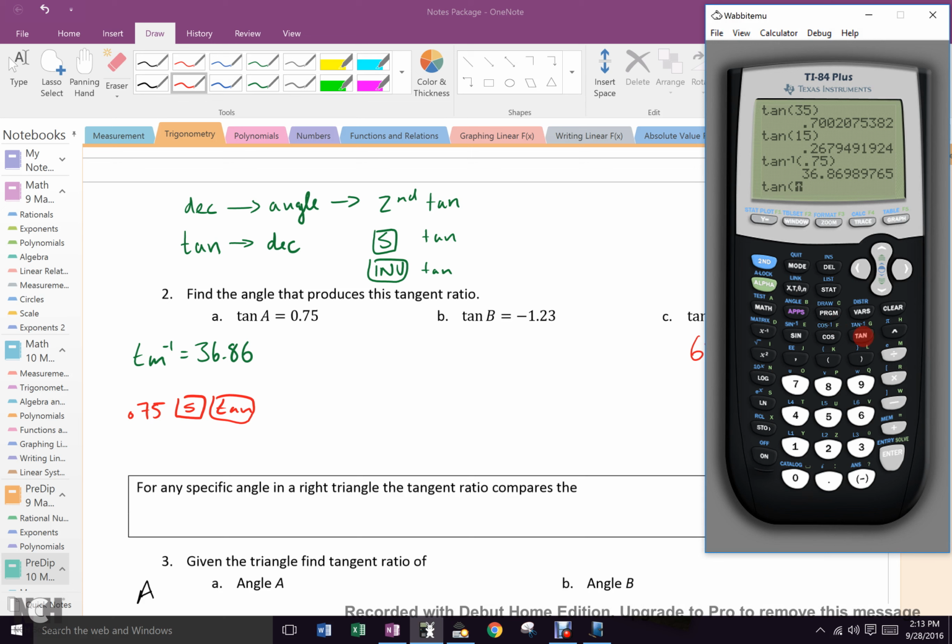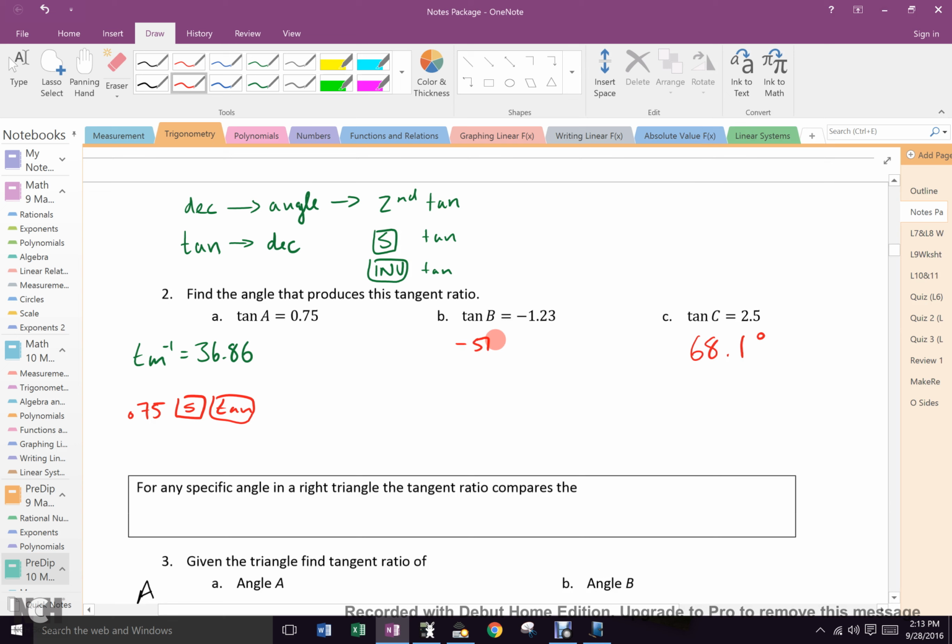Shift, tan, oops, clear. Shift, tan, -1.23. That's -50. Can I call that 51? Is that okay with everyone? Just to make my life easier. Does everybody see that? That makes very little sense, doesn't it? How can you have a negative angle?